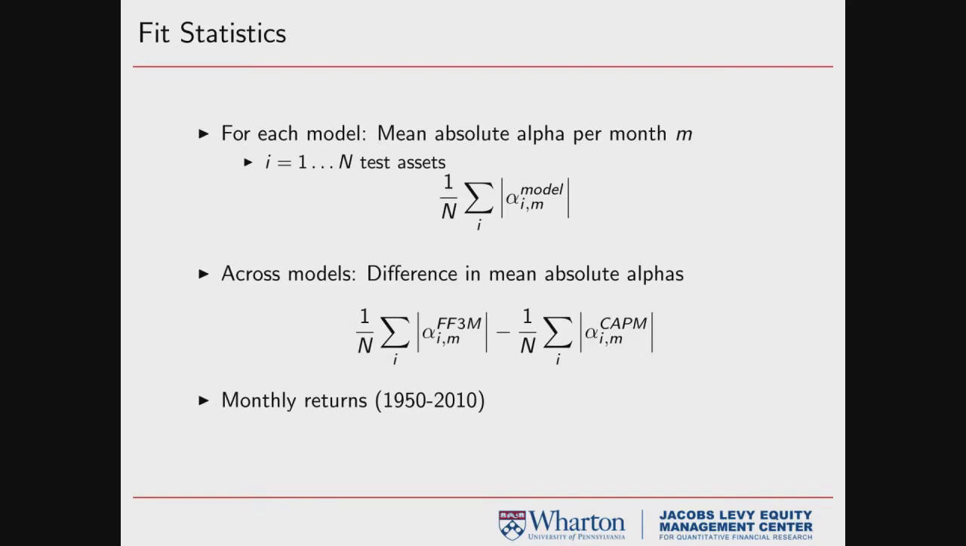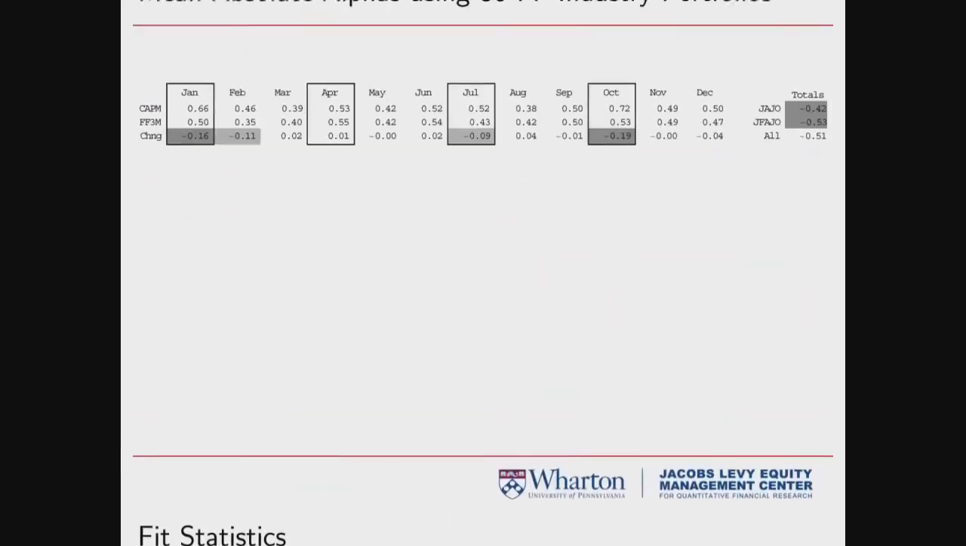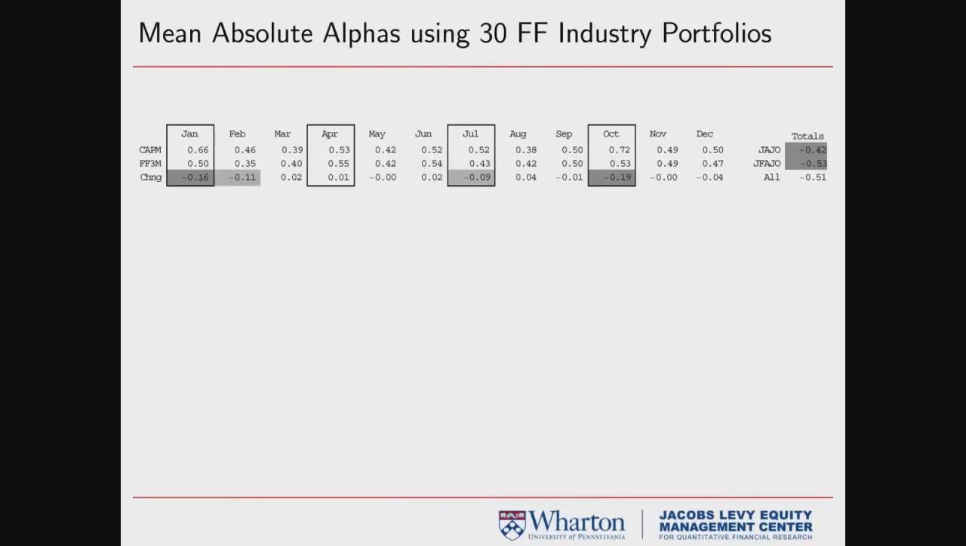We just want a very simple way of adding up how much this improvement in alpha occurs. And what we're going to look at is the reduction in absolute alpha from the Fama-French model to the CAPM. So here we see the average absolute alphas for the CAPM, the Fama-French model, and the change. This is for the 30 Fama-French industry portfolios.